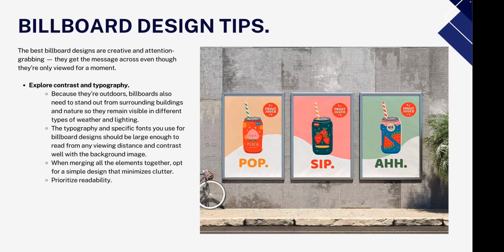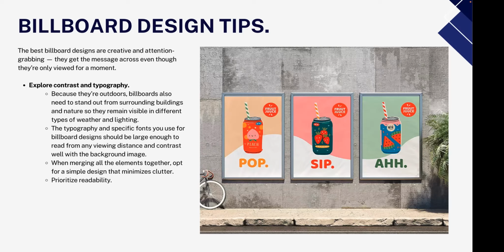First, explore contrast and typography. Help your billboard stand out by contrasting the colors of the font, image, and background. Because they're outdoors, billboards also need to stand out from surrounding buildings and nature, so they remain visible in different types of weather and lighting. The typography and specific fonts you use for billboard designs should be large enough to read from any viewing distance and contrast well with the background image. A bold sans serif typeface that reflects your brand's identity and maximizes contrast is a good choice.